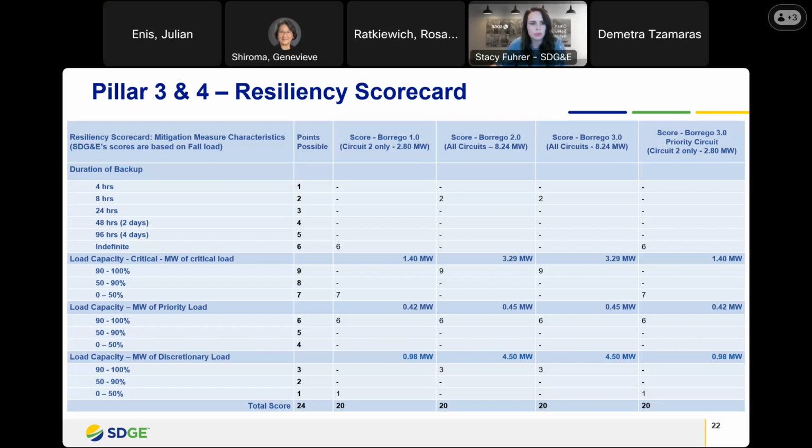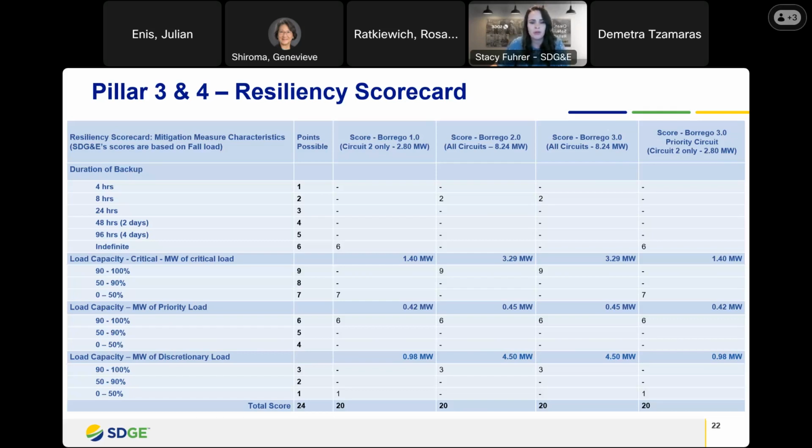Now, as you transition to Borrego 2.0, we have to give up some duration in order to support the whole community, but you're able to pick up more of your critical and discretionary load than you were under Borrego 1.0. So while your score for duration drops to a 2, you jump up to a 9 for critical load support and up to 3 for discretionary load support. And then the same would be true for Borrego 3.0, because the only difference is later in the scorecard. And Borrego 3.0 under priority circuit is similar to Borrego 1.0.